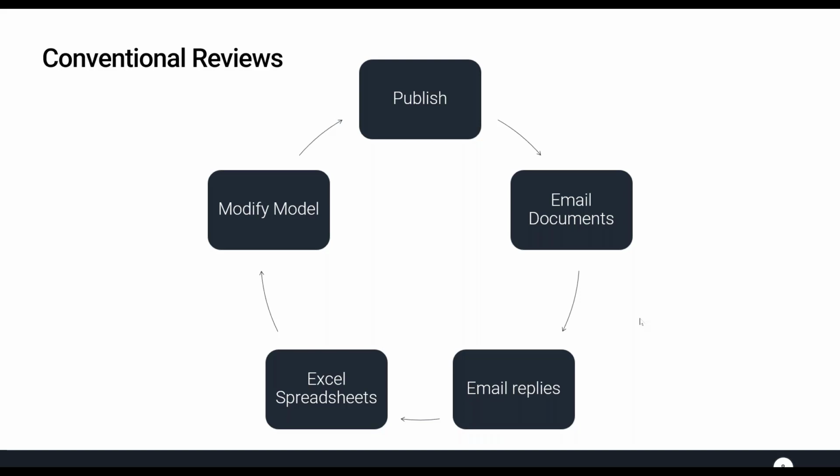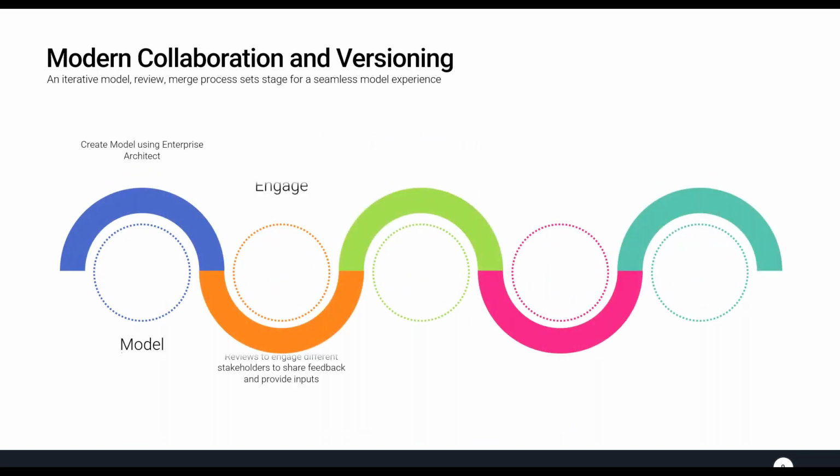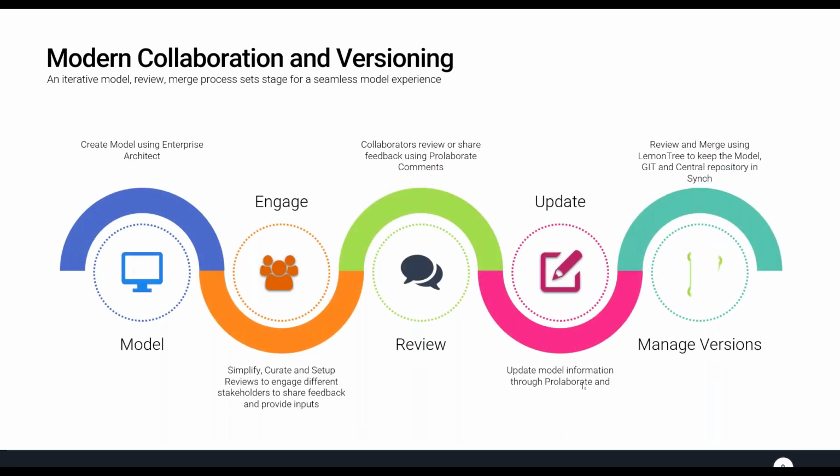And as you may already know, Prolaborate and the modern review tools built on top of the modeling environments have now changed the way reviews are done, and we'll be having a closer look at that. And the current way it works is, as we keep modeling, we will be able to engage people to look at the live models, provide review feedback on live models, update them in a parallel way, in a collaborative way through web browsers or through EA clients, and seamlessly merge them into the production environment as well.